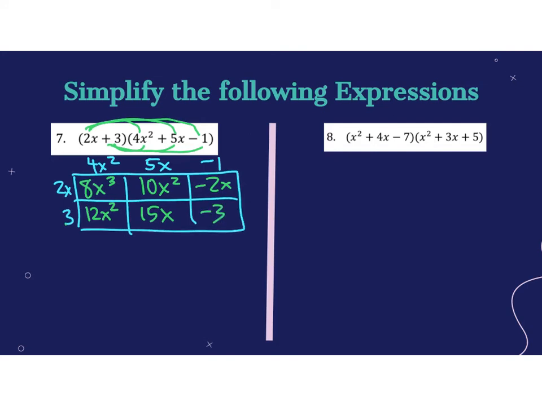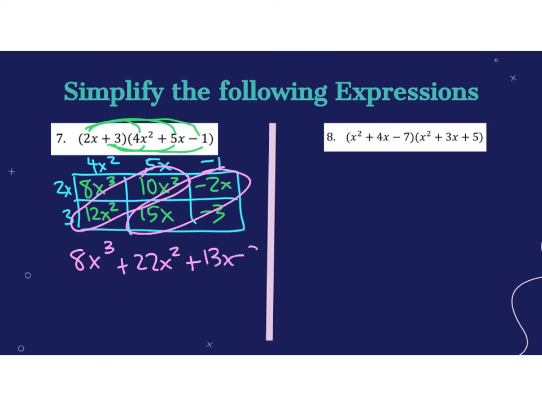Here's my like terms. I've got squareds here. I've got x terms there. That's 8x to the third plus 22x squared. 15 minus 2 is 13, so plus 13x, and then -3.